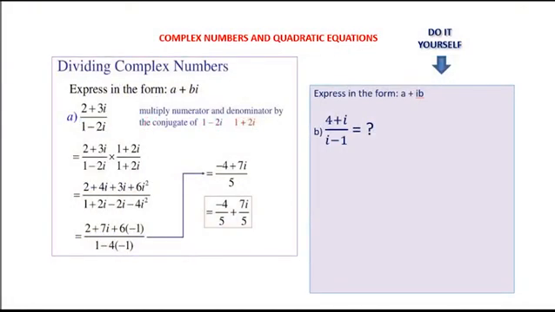Express in the form of a plus ib, dividing complex numbers: 2 plus 3i divided by 1 minus 2i. So what will you do? Multiply the numerator and denominator by the conjugate of the denominator. The conjugate of 1 minus 2i is 1 plus 2i. Multiply numerator and denominator by 1 plus 2i.